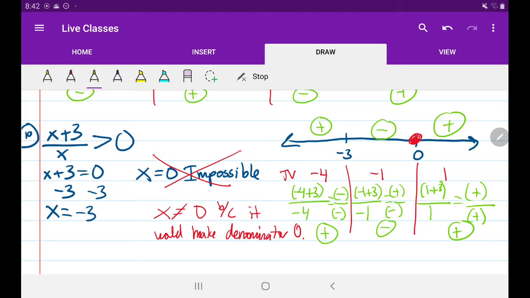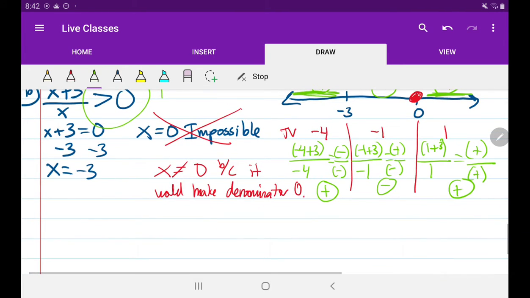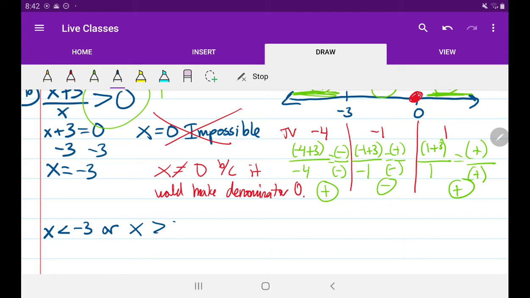Now the reason why I had to put 0 on and use that as a divider between the two ranges is because we know x cannot equal 0 because it would make the denominator 0. And so you also have to look out for values that would be undefined in these types of functions. Now the original problem, we want to know where it is greater than 0, so where it's positive, and that'll be to the left of negative 3 and to the right of 0. And so how we would write that out is we can say x is less than negative 3 or x is greater than 0. And so that's our answer for number 10.